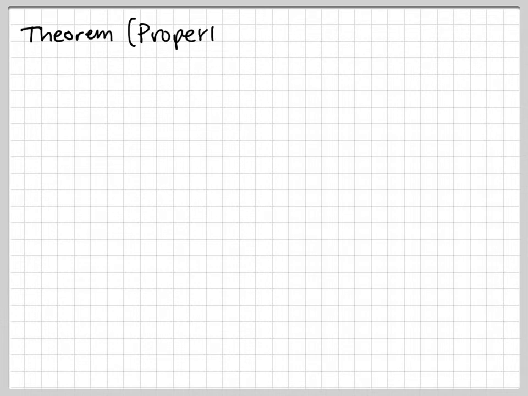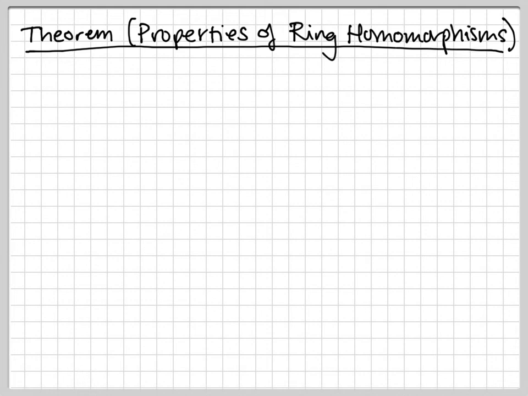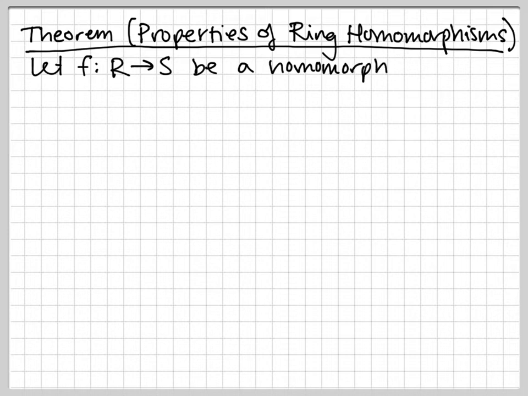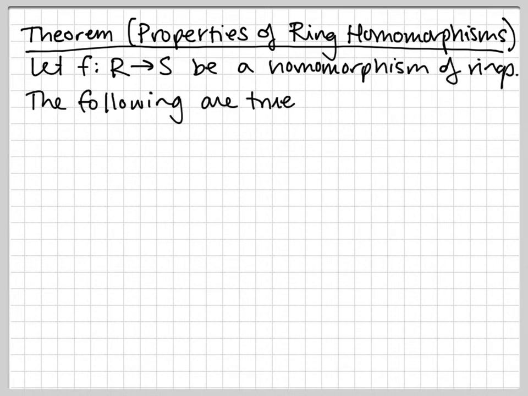Okay, here is a theorem. This is a theorem that takes the definition of ring homomorphisms along with some properties of rings and allows us to say, okay, we know what the definition is, and here's some other stuff that has to happen. So I'm going to take f from R to S. It's going to be a homomorphism of rings. Then the following things are true.